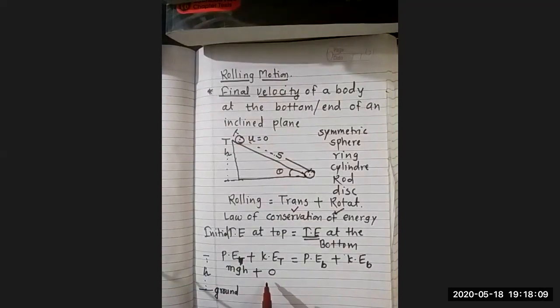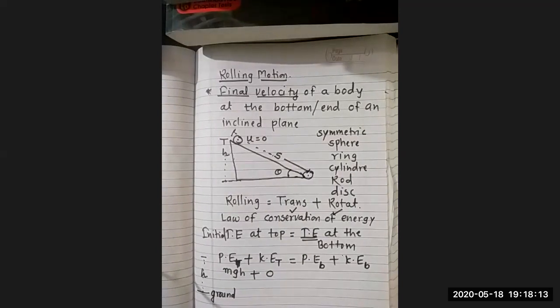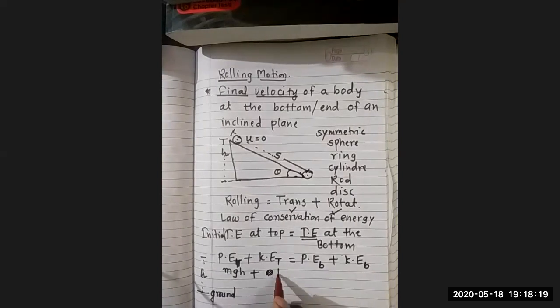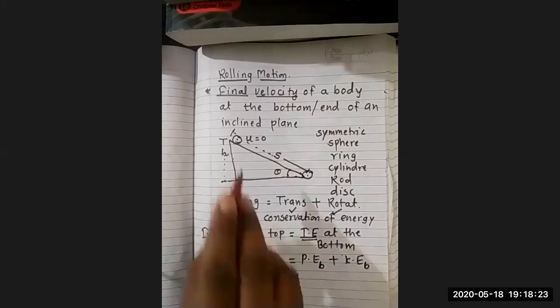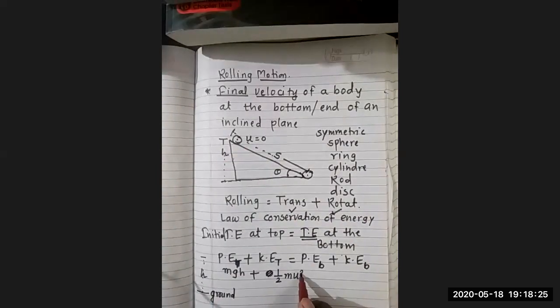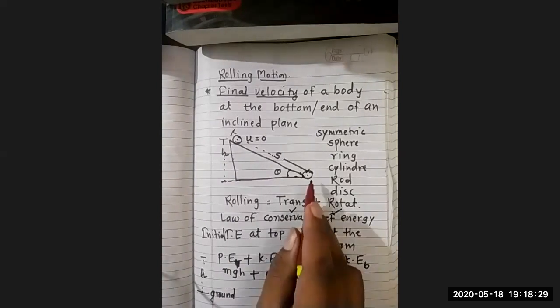Why will the kinetic energy be equal to 0? Because kinetic energy is nothing but the product of, instead of 0, I'm going to write kinetic energy at the top, that will be equal to 1 by 2 mass into its velocity at the top, 1 by 2 m v square, that will be equal to m g h, that is the potential energy at the bottom.